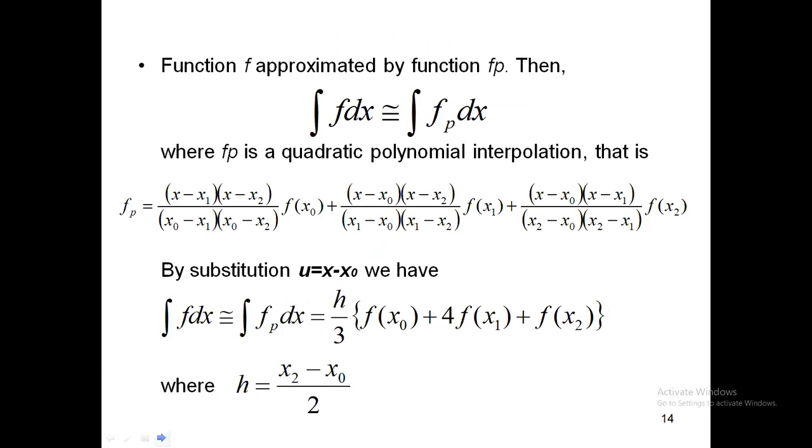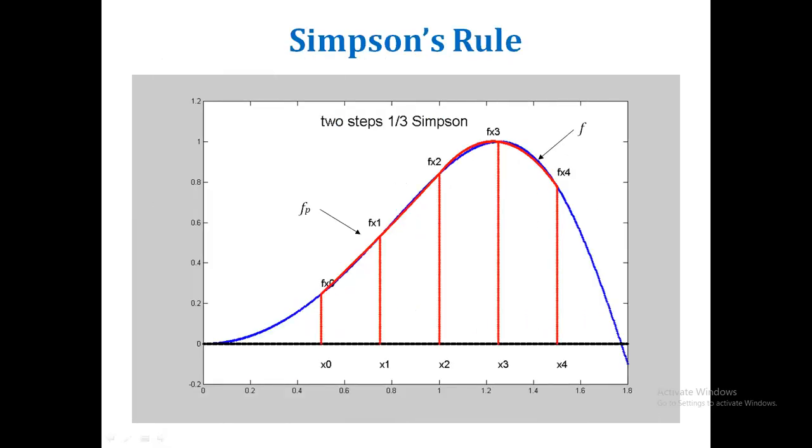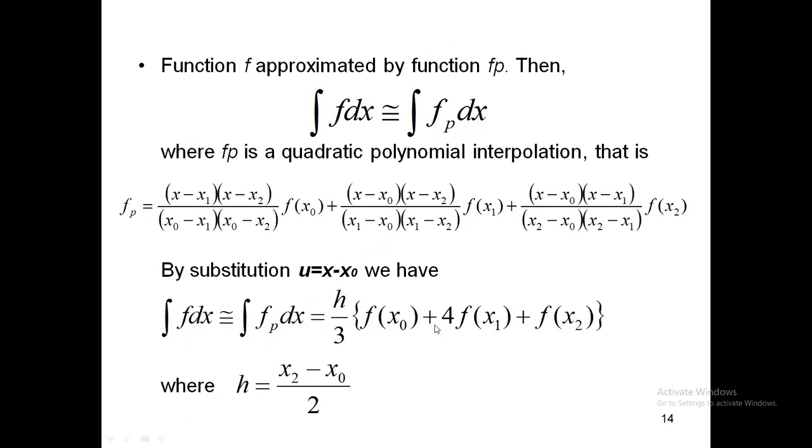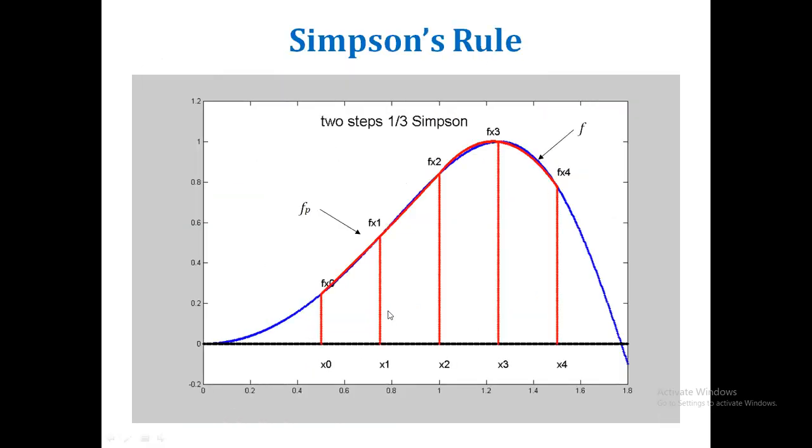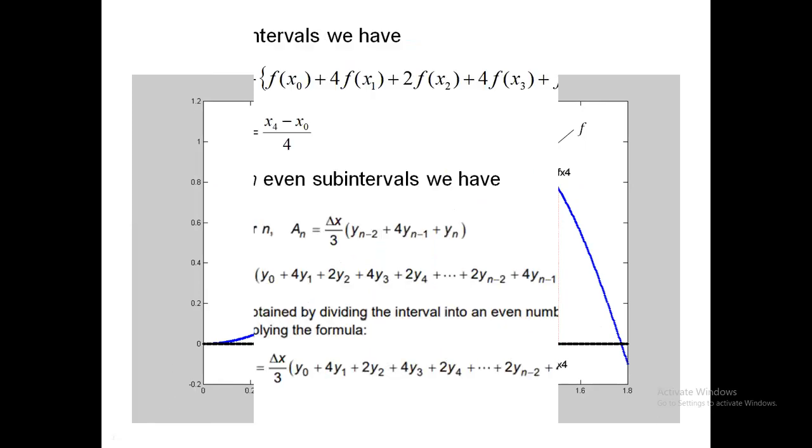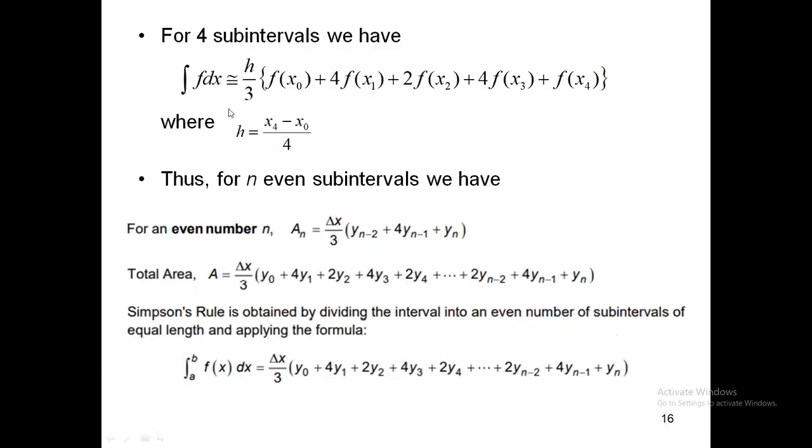So this formula is only good for two divisions, and the other formula is good for 4 divisions, so it's even more accurate. And the formula would be this. But let's say we'll have even numbers for n, any even number n. What would be the more generic formula to use? That formula would be this.